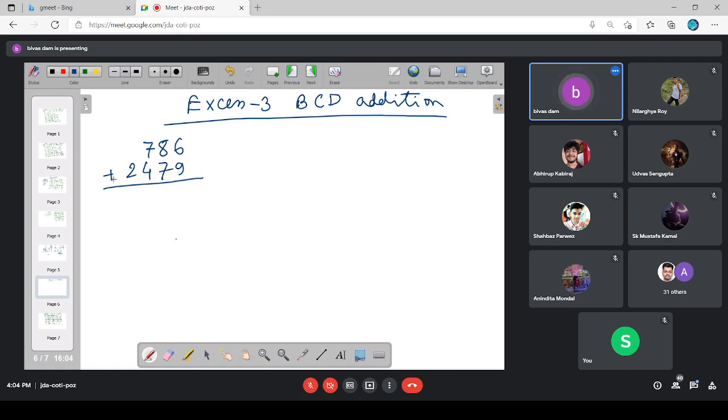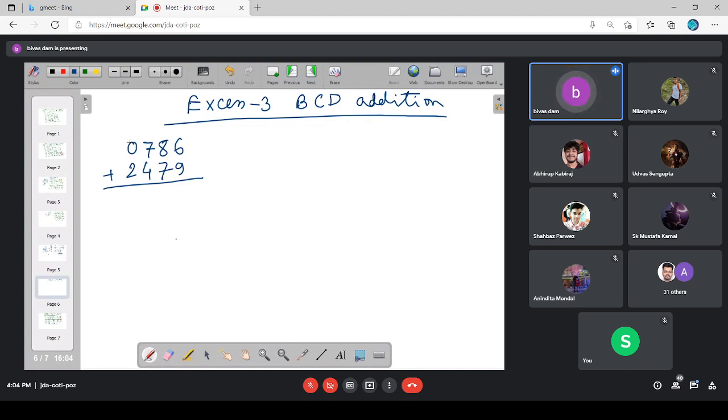We have to add these two. This 786, that means here I have a 0. Is it not? So now we have to find out the excess-3 BCD of both the operands.